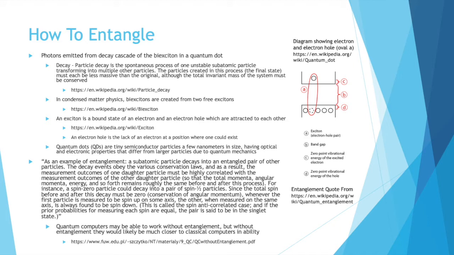In condensed matter physics, biexcitons are created from 2 free excitons. An exciton is a bound state of an electron and an electron hole, which are attracted to each other. And an electron hole is the lack of an electron at a position where one could exist. So see that diagram on the right? It has an oval around the electron hole and the electron. Together, those are an exciton.